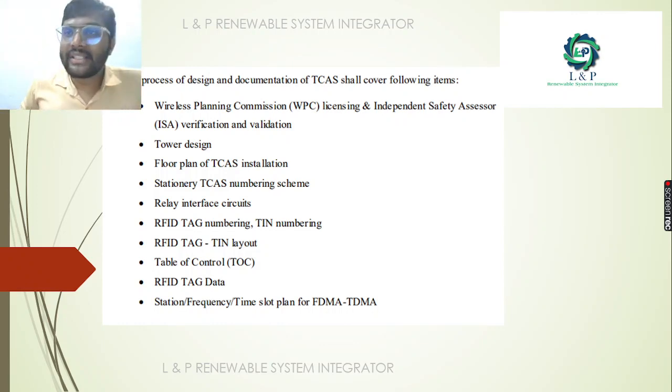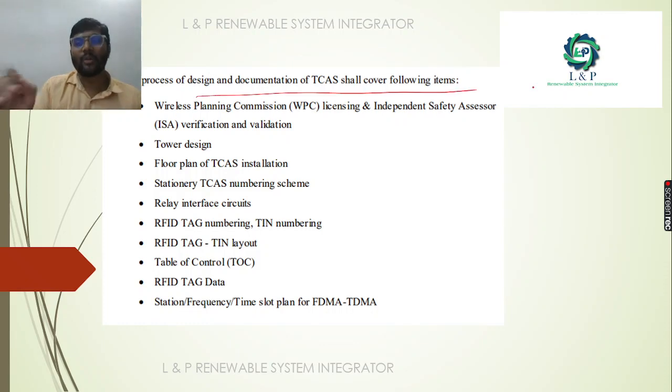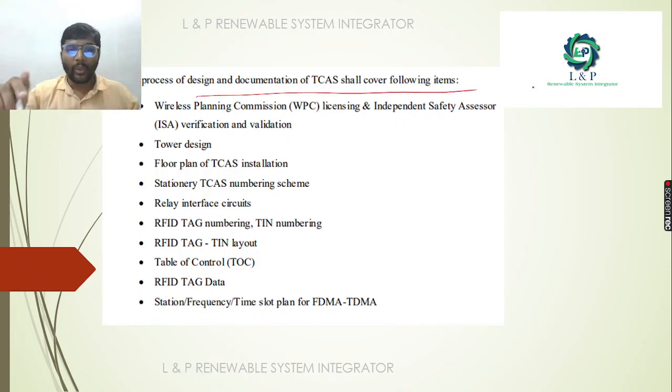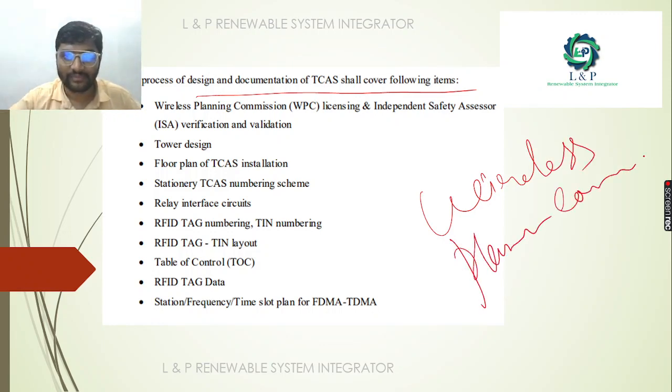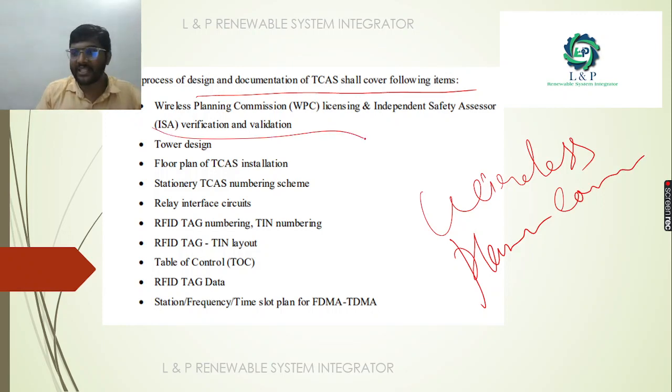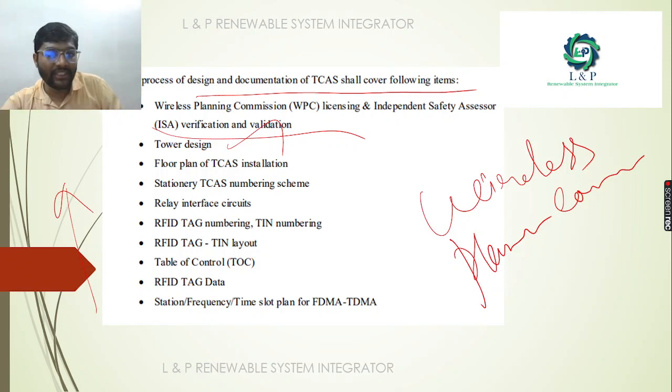The most important thing is what the different processes are, from a design and documentation point of view, in the train collision avoidance system. First and foremost, we need to create the wireless planning, commissioning, licensing, independent safety assessment, verification and validation. Next we need to design the tower: what the height of it is going to be and where we are going to locate it. Those things you need to decide.